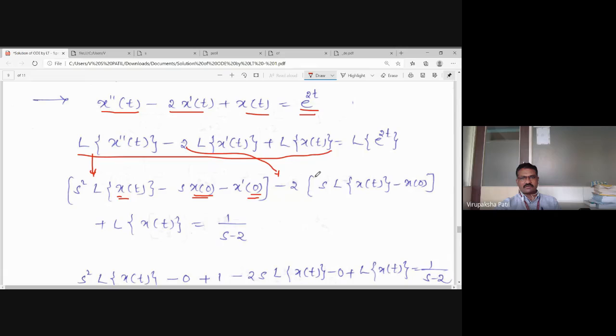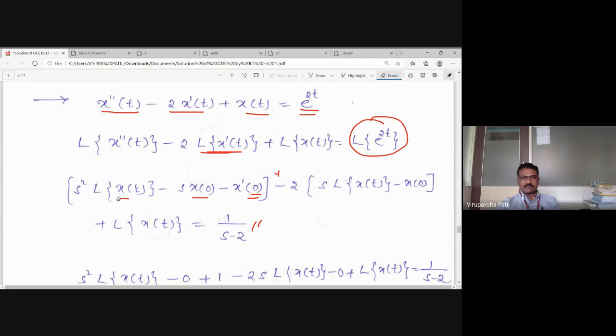So write the expression for this, that is s into L of x of t minus x of 0. This term we keep as it is. So the Laplace transform of e to the power 2t is 1 divided by s minus 2, which we have to write.